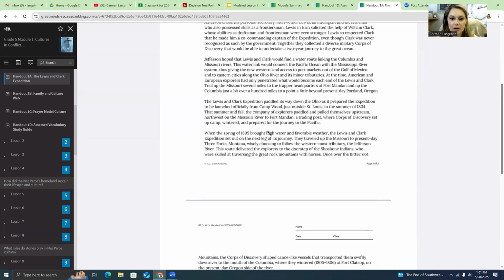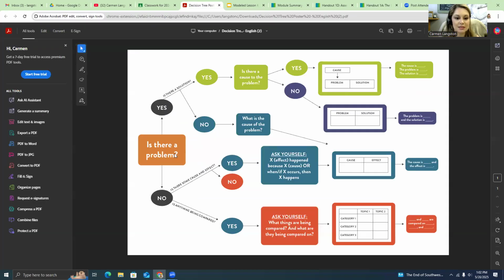I don't think I remember any type of a problem in this story. So let me come back to the decision tree, and I would say, no, there really isn't a problem. The next question is, is there some cause and effect, or is there anything being compared? Nothing was being compared to one another, but there was some cause and effect, so I would say yes.